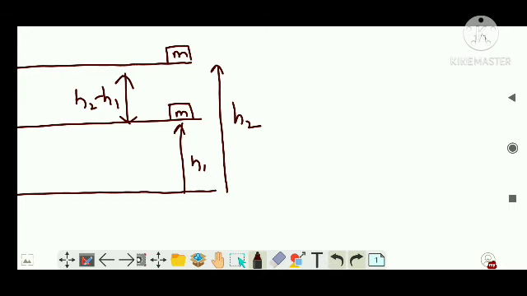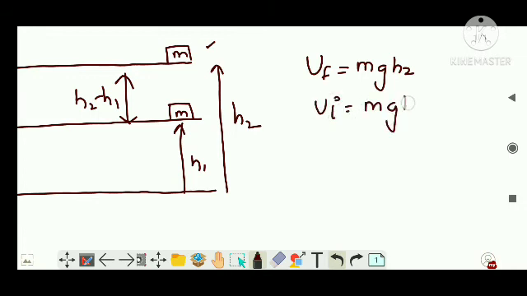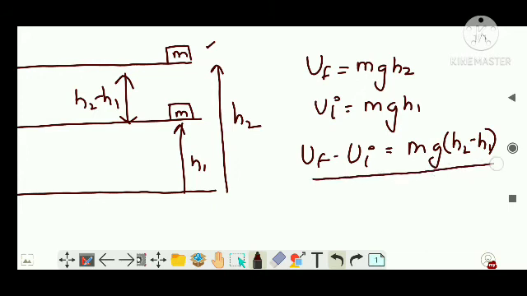Now we know what the final potential energy will be: mgh2. What will be the initial potential energy? mgh1. What will be UF minus UI, final minus initial potential energy? mg is common, so it is mg times (h2 minus h1). Clear? Keep it there itself.